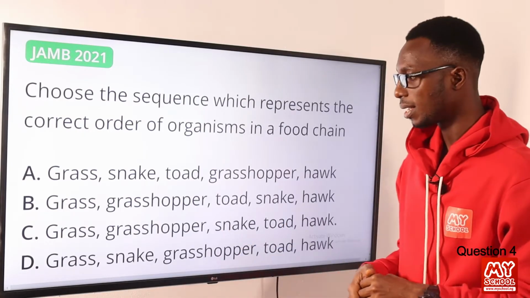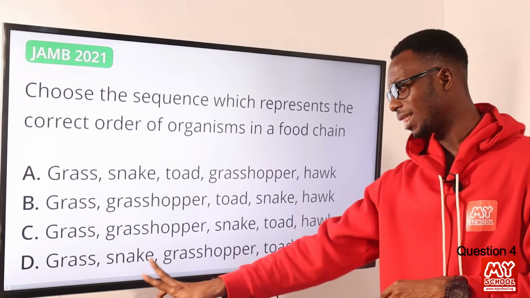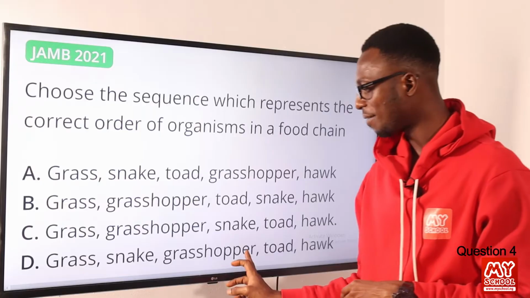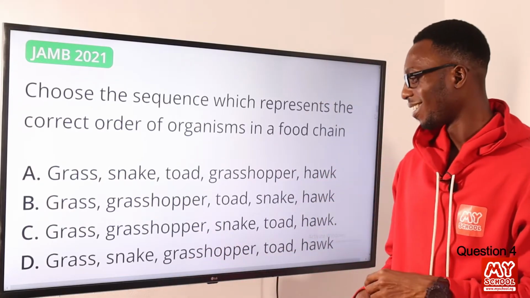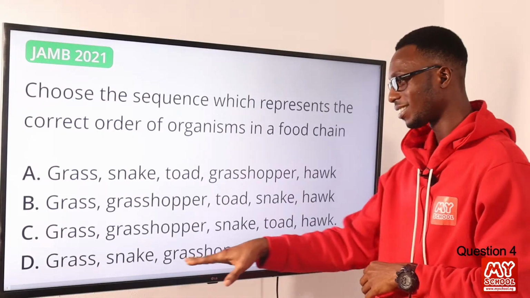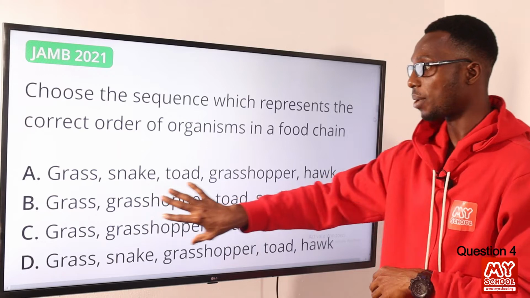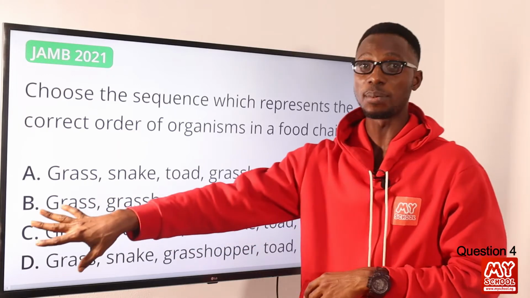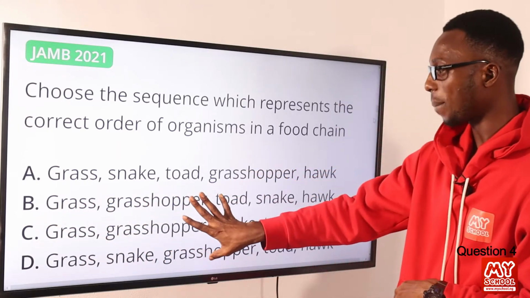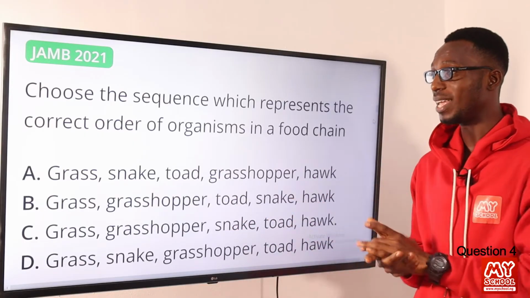Let's look at option D, the chain there. We have the grass to the snake, then to the grasshopper. So we don't have the grasshopper feeding on the snake. So these orders are incorrect. So the correct food chain here is presented in option B, from grass to grasshopper. Your primary consumer, then we have your secondary consumer. So option B is good to go.